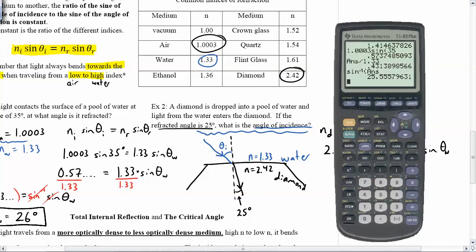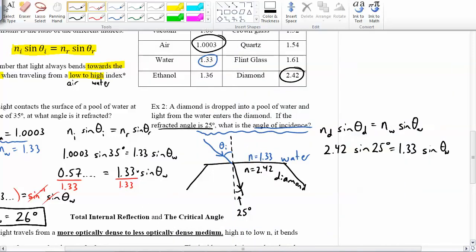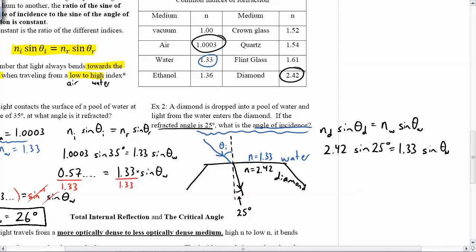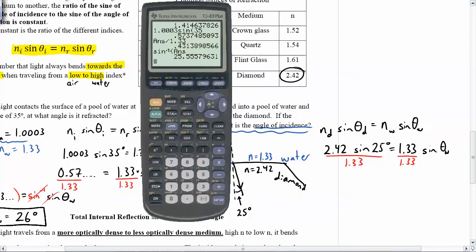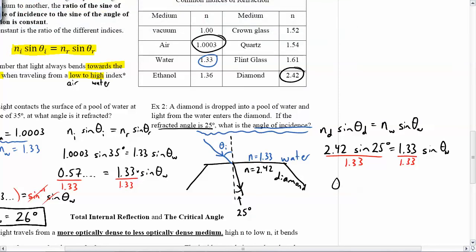So I'll take my calculator. Well, why don't I do this in one step this time? So I want to solve for the angle. I'm going to divide both sides by 1.33 to get that number on the other side. So I'll go 2.42 sine 25 divided by 1.33. And that gives me 0.7689. I'm going to keep all the decimal numbers.